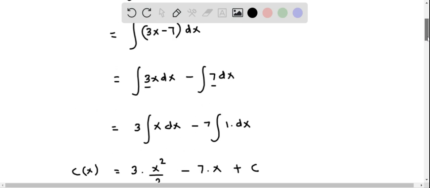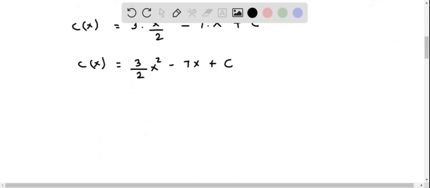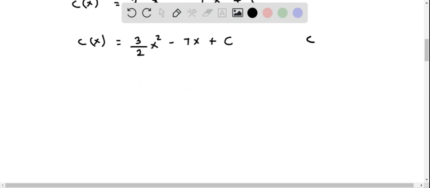We now use the fixed cost information, which is given as $10. So the fixed cost is basically the cost to produce zero items. That is, when x equals 0, the cost will be c of 0. So basically c of 0 represents a fixed cost, and this is given as 10. So let's use this condition, that is c of 0 equals 10, so that we can determine the constant of integral c and put this back into the cost function.